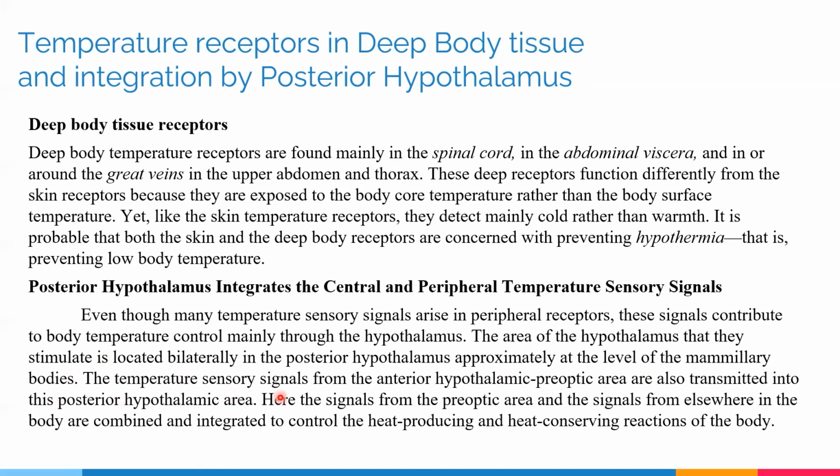The temperature sensory signals from the anterior hypothalamic preoptic area are also transmitted into this posterior hypothalamic area. Here, the signals from the preoptic area and the signals from elsewhere in the body are combined and integrated to control the heat producing and the heat conserving reactions of the body. Thus, it is the posterior hypothalamus which integrates the various signals coming from the central and the peripheral receptors in order to make a decision to either increase or decrease the temperature of the body accordingly.